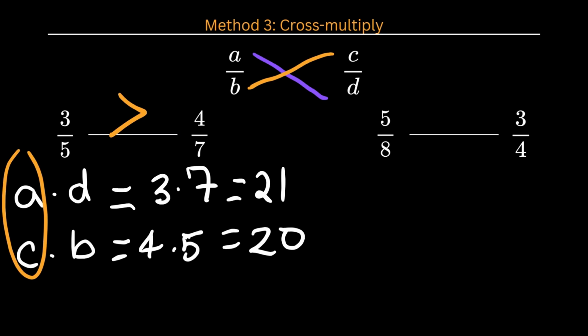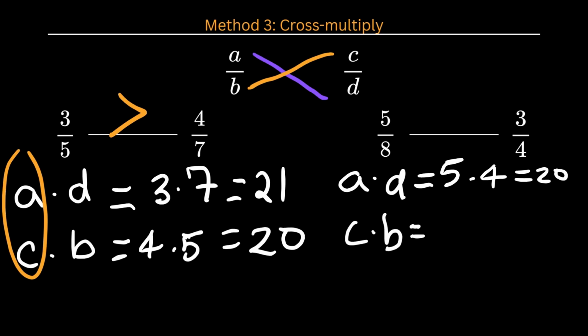Look at C. C is 4, but that doesn't mean it is bigger, because 4 was multiplied to 5, it gave you 20. So 3 is A, so that's why that fraction 3 over 5 will be greater than 4 over 7. Let's try the other example to see the same process. So 5 times 4 gives you 20. Now C times B. C is 3 times 8 gives you 24.